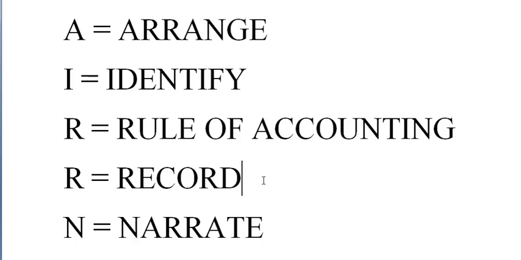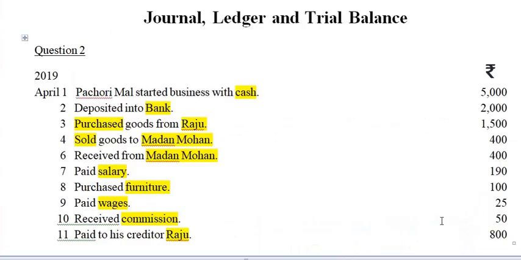After you record, you will now narrate. You have to give narration to that particular entry. By narration, we mean that you just have to justify. It's just a rationale of the transaction, that what is happening in that transaction. So it is kind of a storytelling. So let us see how to pass the journal entries and what is the pro forma of journal.